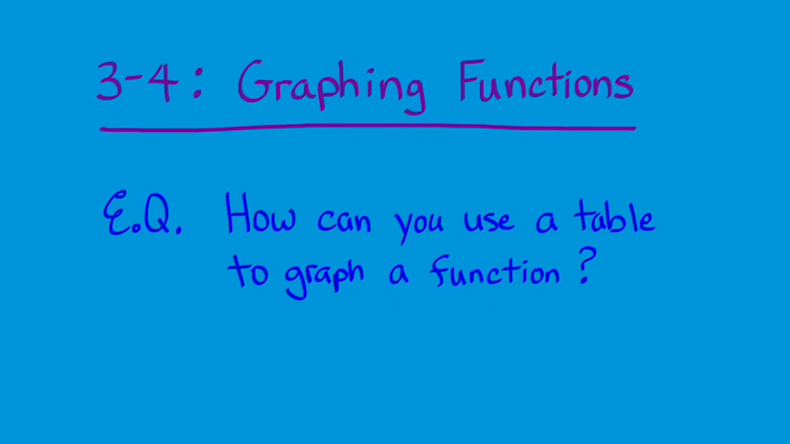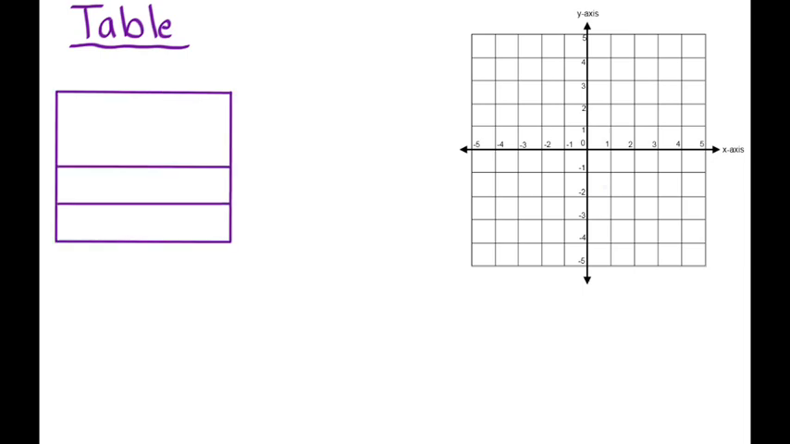We did 3-3 part 2, and now we're looking at graphing functions. How can you use a table to graph a function? Well, let's check it. We did this already on crossing the river, but let's do a little bit more practice, shall we? So if I have a table, like so, and I have my x values, which I also know as my inputs, and my y values, which I also know as the output.